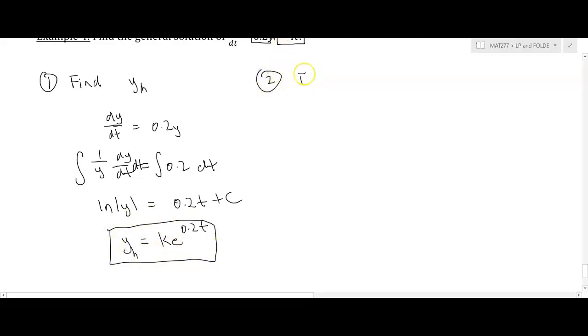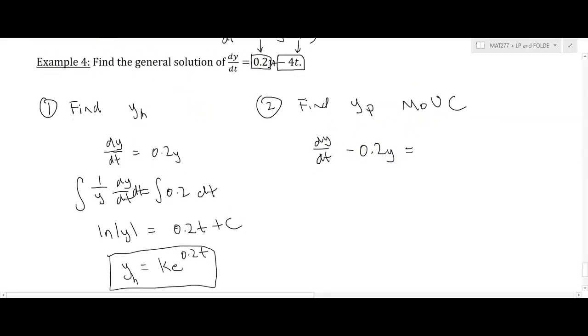Step two, find y sub p with the method of undetermined coefficients. And so here is my equation. Again, I'm going to move the y term over. You don't have to do that. You could leave it as is, but I'm going to leave the negative 4t here.